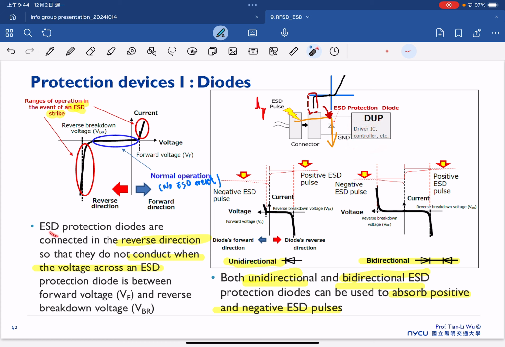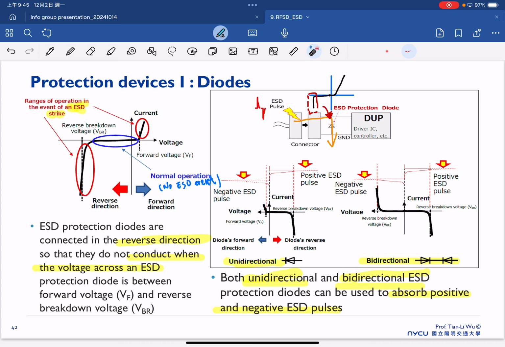And so ESD protection diodes are connected in the reverse direction, so they do not conduct when the voltage across the ESD protection is between the forward and the reverse breakdown here. And here we have two possibilities. One is using a unidirectional diode here. In the case of a unidirectional diode, the problem is that we don't have a symmetric waveform. We only have one that is very easy to turn on. Another one, yes, the diode can sustain high voltage here.